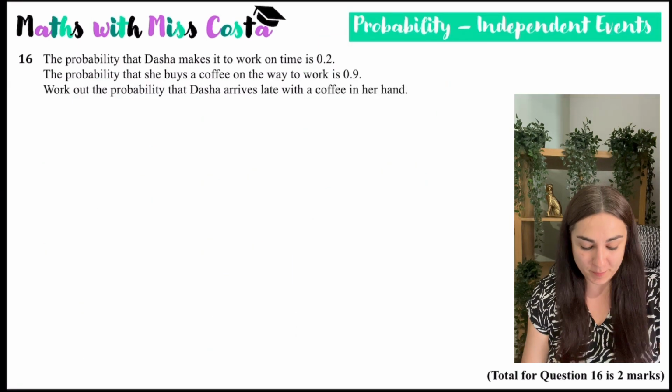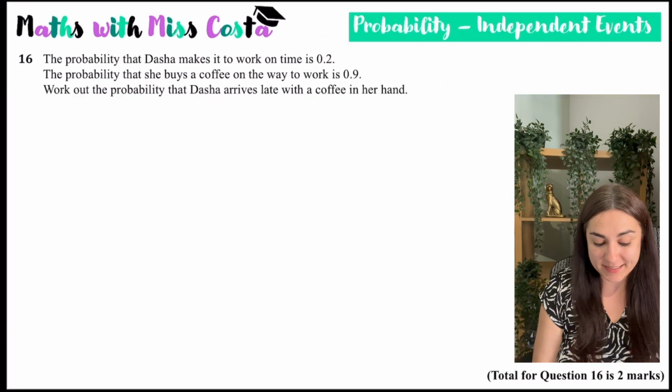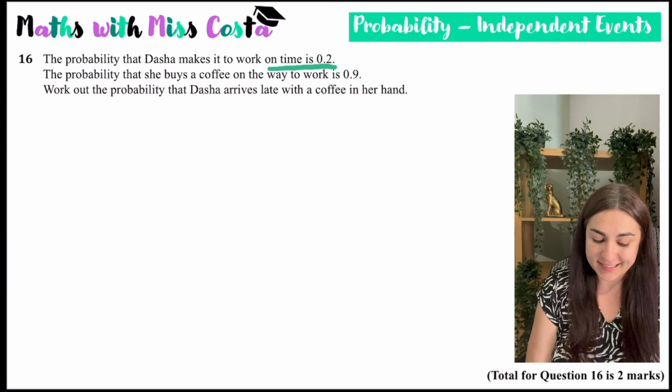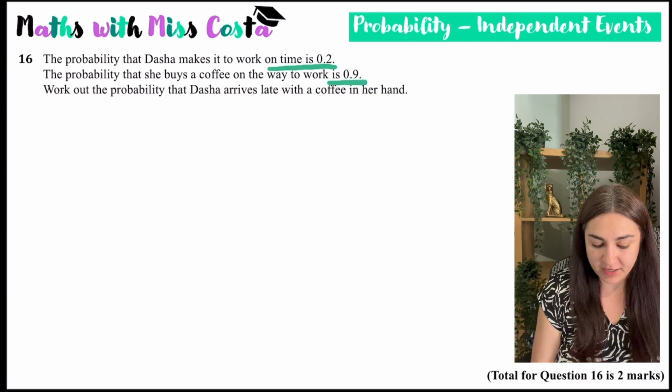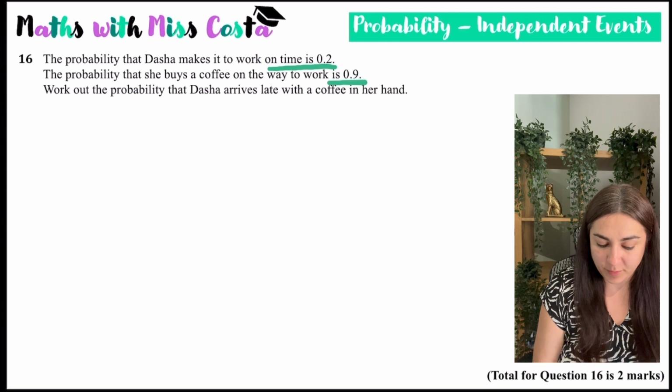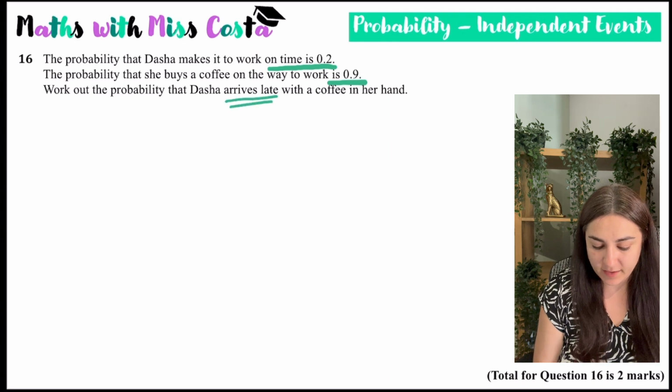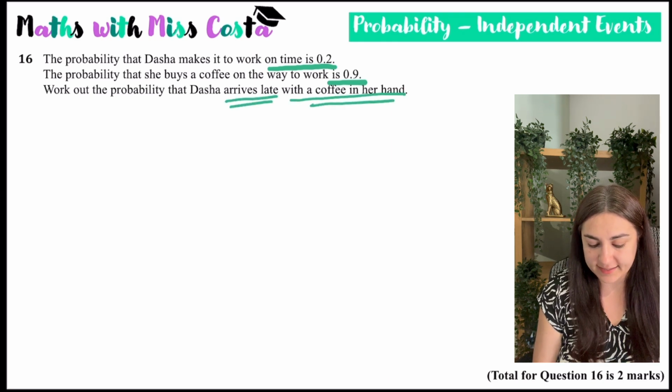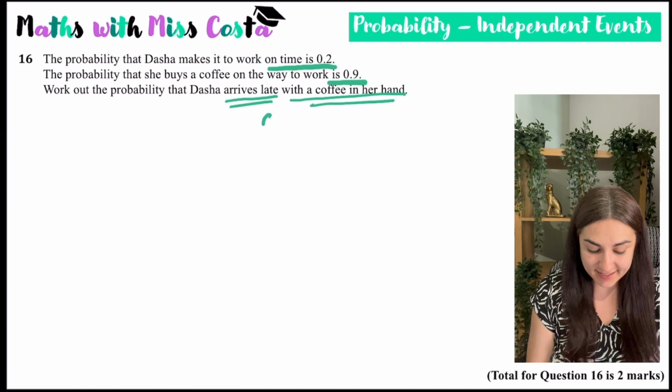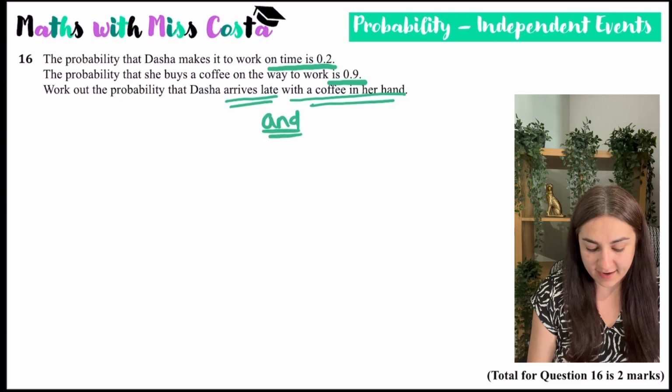Okay, so here I've got a probability question. I'm told that the probability that Dasha makes it to work on time is 0.2, and the probability that she buys a coffee on the way to work is 0.9. And I need to find the probability that she arrives late with a coffee in her hand. So she's arriving late and she has a coffee in her hand.